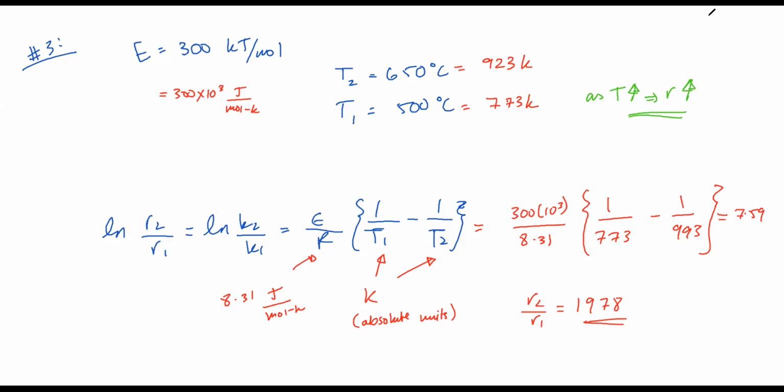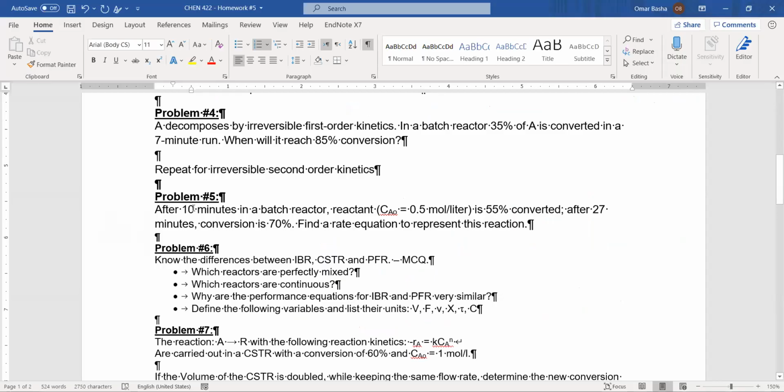Let me save it. Let's clear. Let's go back to the homework. Number 4. Here you're being told that A decomposes by irreversible first-order kinetics. In a batch reactor, 35% of A is converted in a 7-minute run. When will it reach 85% conversion? And repeat this problem for irreversible second-order kinetics.